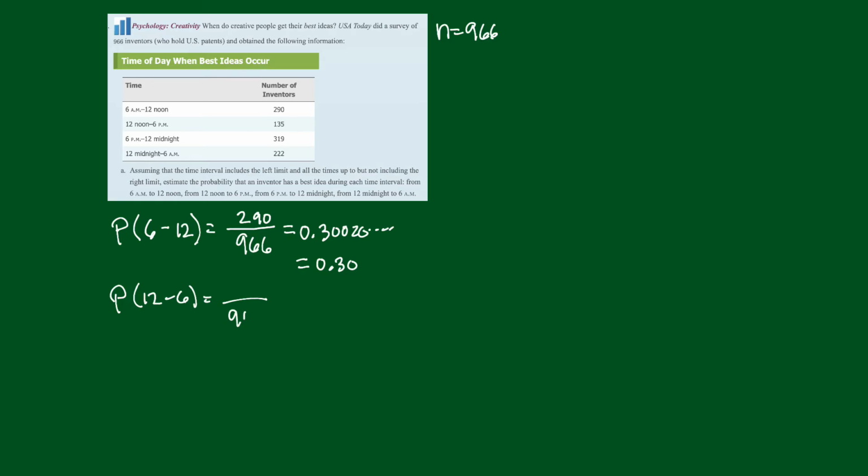All right, so 966 inventors, and how many are in that group? 135. All right, so how about 135? So that's it. That's the probability. Now, we don't have to change it to a decimal, but I think this book is asking us to do that. So if I write 135 divided by 966, here's what I'm getting.